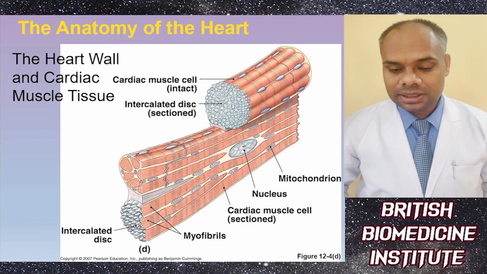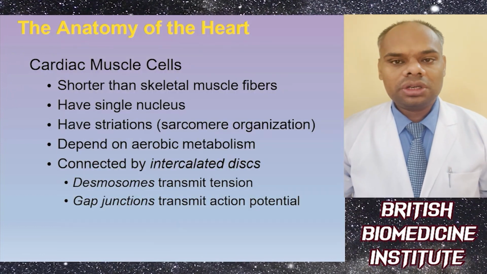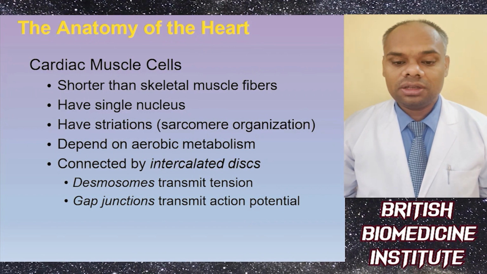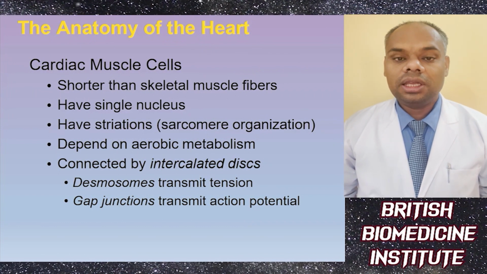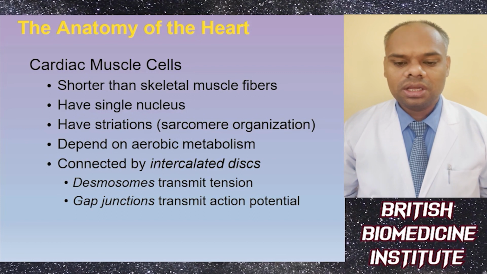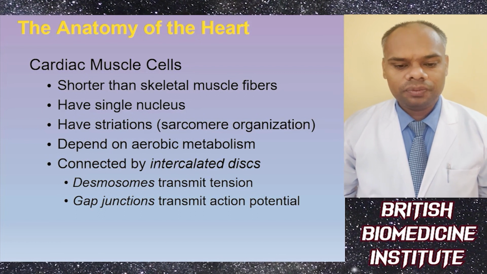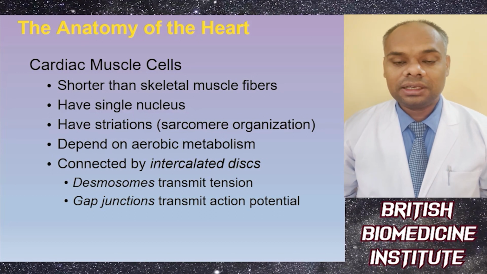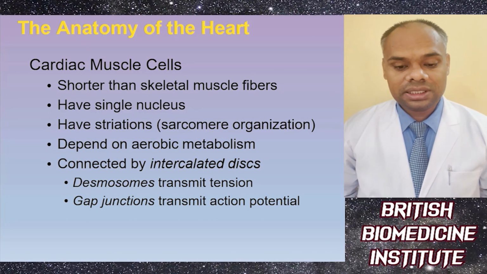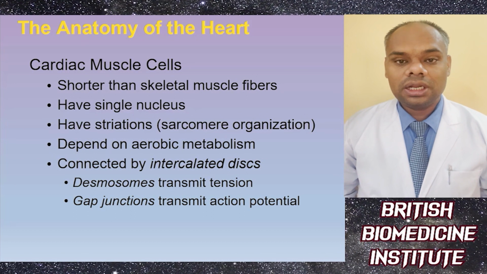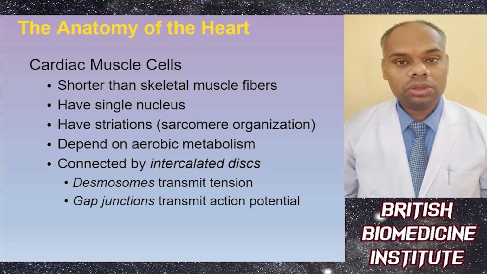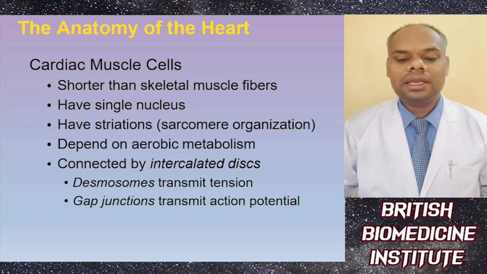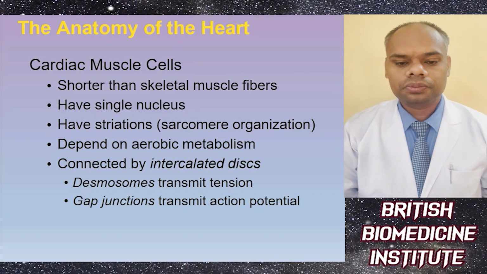Cardiac muscle cells are shorter than skeletal muscle fibers. They have only a single nucleus. They have striations or sarcomere organization. They depend on aerobic metabolism and are connected by intercalated discs, which help in transmission of tension through desmosomes, and the action potential is transmitted by gap junctions.